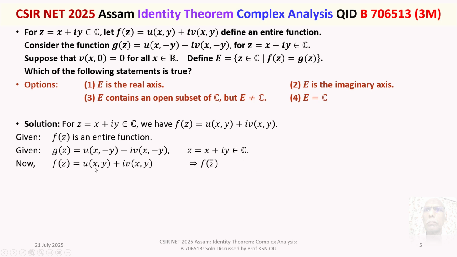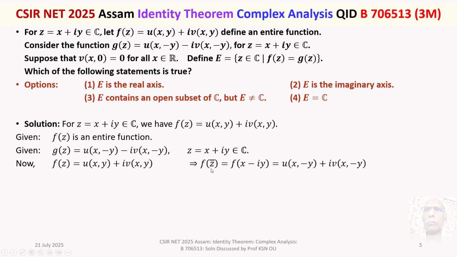Now take f(z) and write down f(z bar), that is, write down f(x - iy). So you take f(z), wherever there is y, replace it by minus y. That will be equal to u(x,-y) + iv(x,-y).